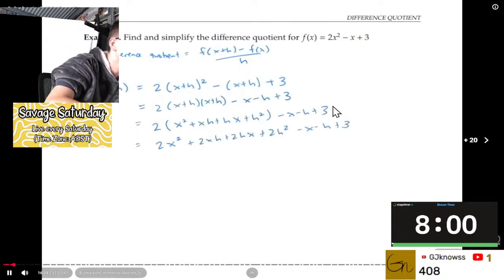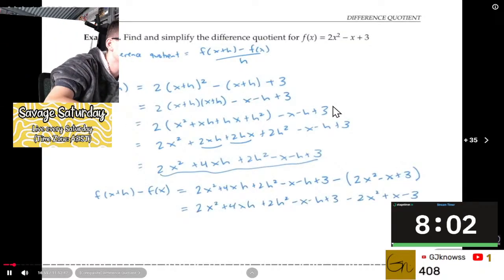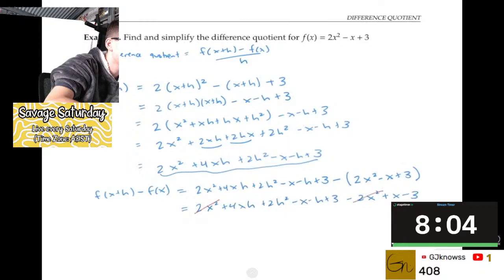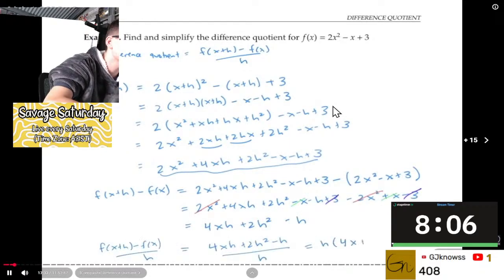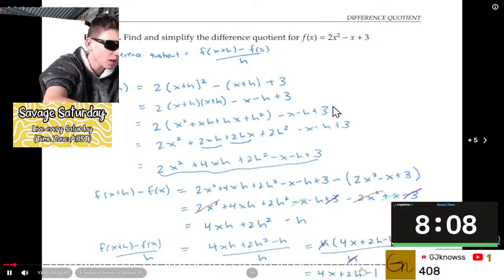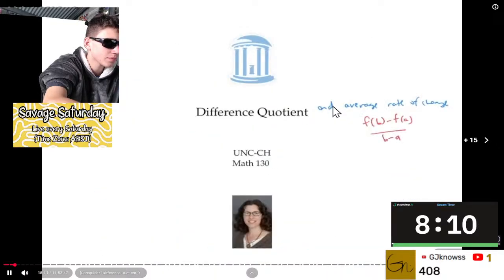Right, now I can get that f of x. And now I notice that a bunch of things cancel out. So the 2x squared and the minus 2x squared add to 0. 4xh divided by h. These two, the derivative, or slope, rate of change, and the related formula, f of x plus h minus f of x over h.